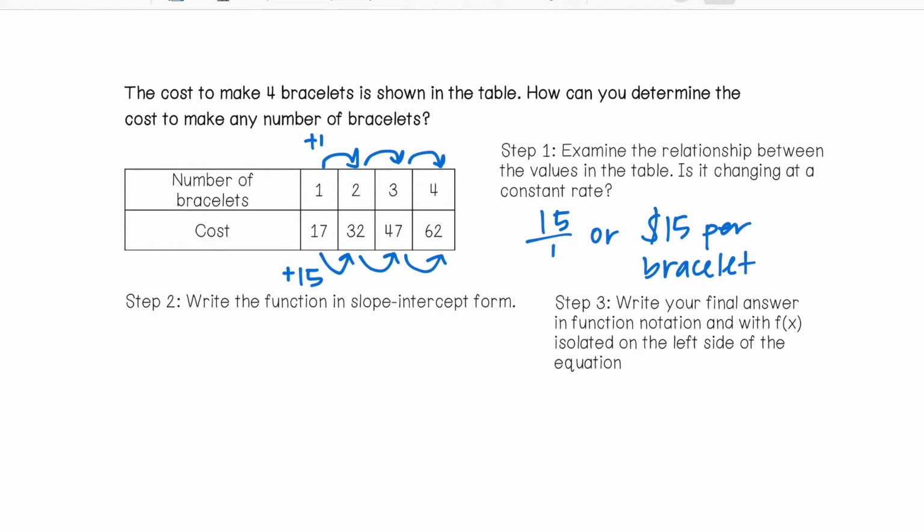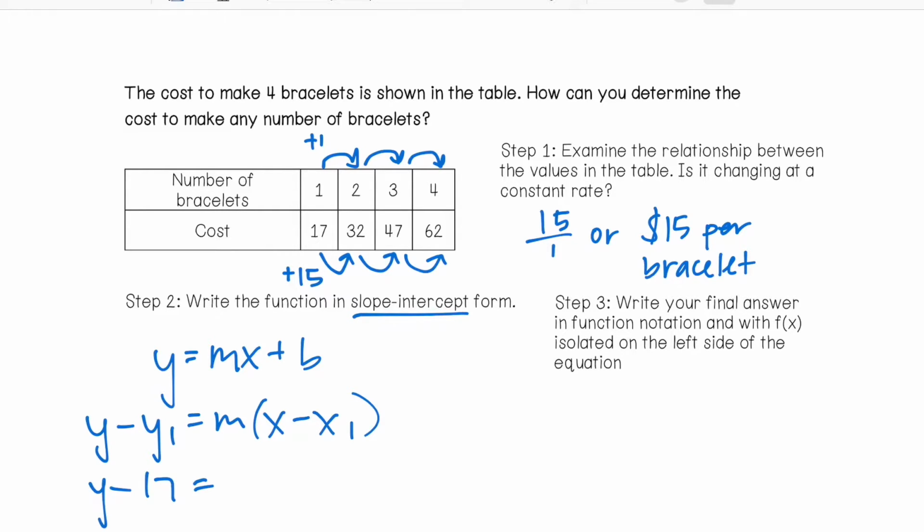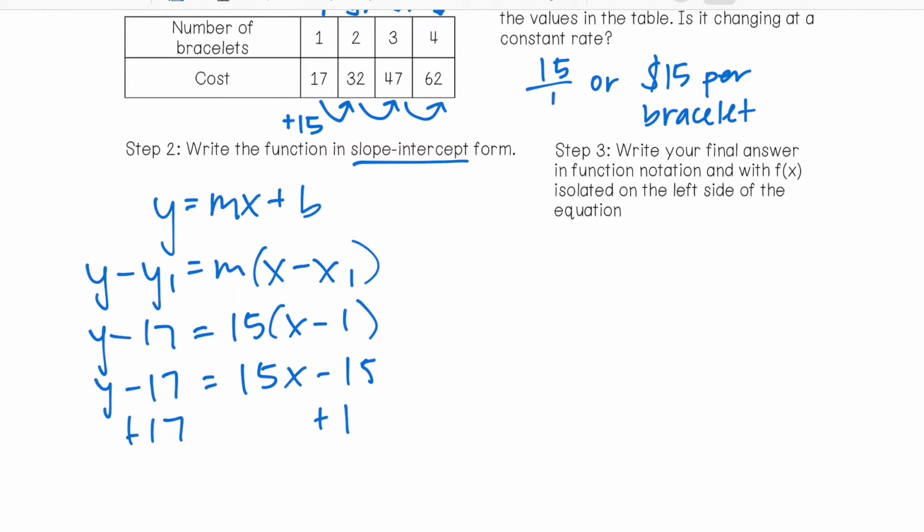So if I wanted to write this equation in slope-intercept form, remember that slope-intercept form is y equals mx plus b. So I have my slope already. We figured out that my slope is 15, but I don't know what my b is. So b is going to be the cost when the number of bracelets is 0, right? When the x value is 0. We'll use the method we learned last unit of writing our equation in point-slope form, where we use one of the points from the table and the slope we just found, and then moving things around to isolate y and to rewrite the equation in slope-intercept form.